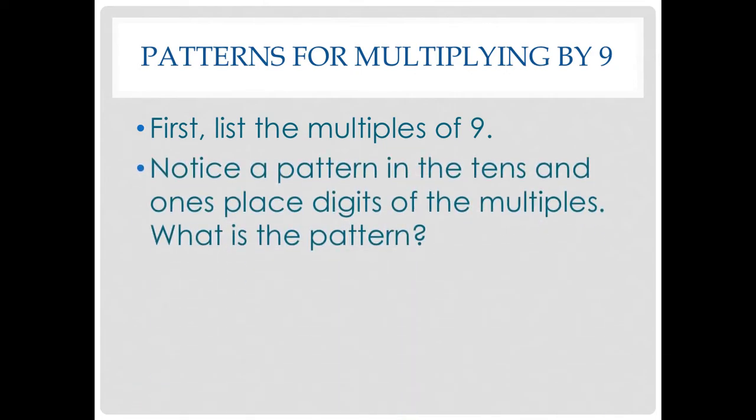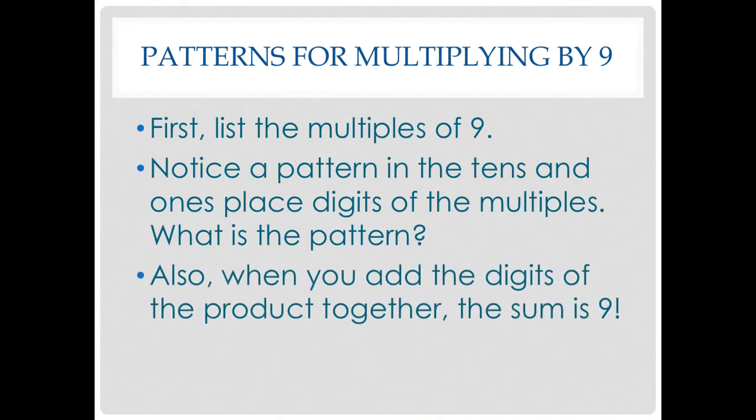Our first list of multiples of 9. When you notice a pattern in the tens and ones digits, what is the pattern? Remember, this is where we've discussed that it goes 0, 9, 1, 8 for 18, 2, 7 for 27. So the ones place goes down and the tens place goes up when we're skip counting by 9s.